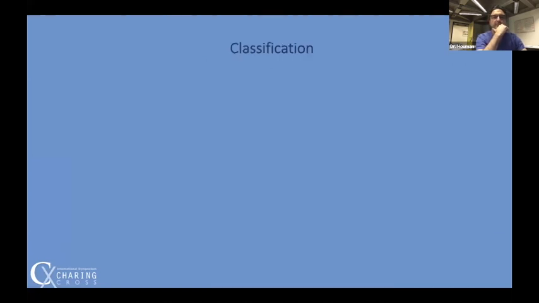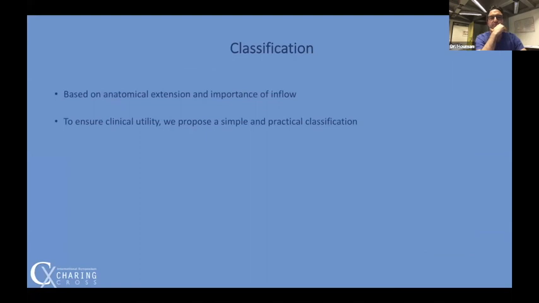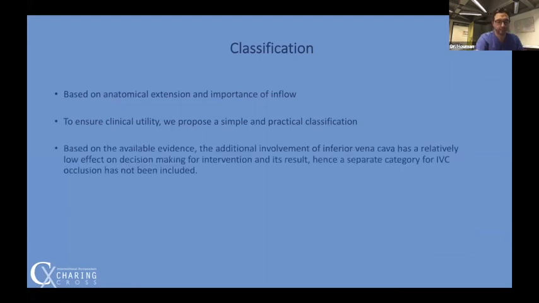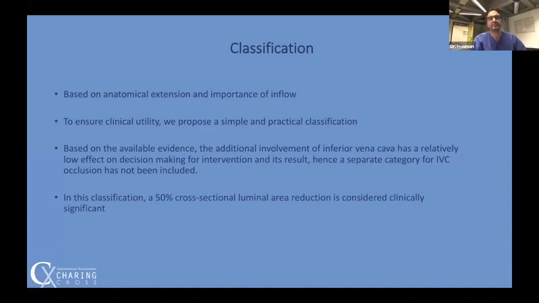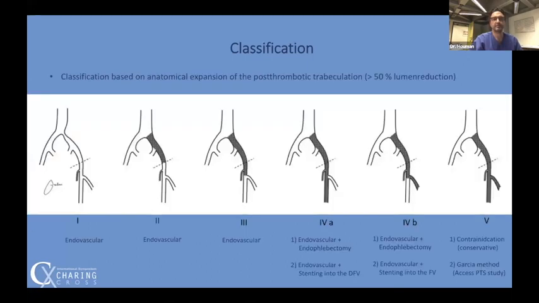The classification is based on the anatomical extension of the post-thrombotic changes and the importance of the inflow. It should be simple and practical. Based on the available evidence, the additional involvement of the IVC has a relatively low effect on decision making. Therefore, a separate category for IVC has not been included. A 50% cross-sectional area reduction of the vein is considered hemodynamically significant in this classification. As you can see, the first group is patients with compression of the vein. The treatment is very easy and the patency rates are very good.